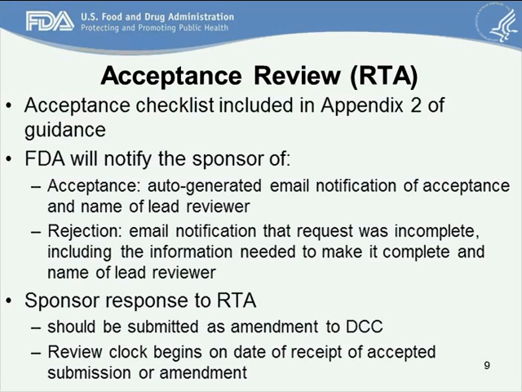FDA will notify the sponsor of either acceptance or rejection of the submission. Both of these will come via email. The rejection email will list the information needed to make it complete. If the file is rejected, the sponsor will submit the response as an amendment to the Q-sub. If the submission is then found to be complete, the review clock will start on the date of receipt of the submission that completed that Q submission.